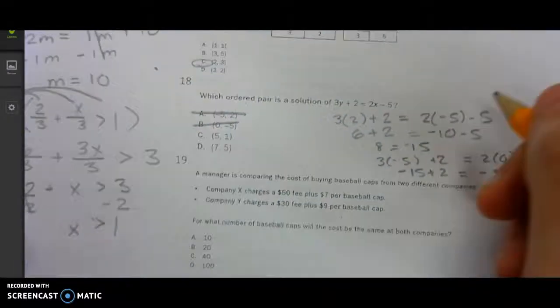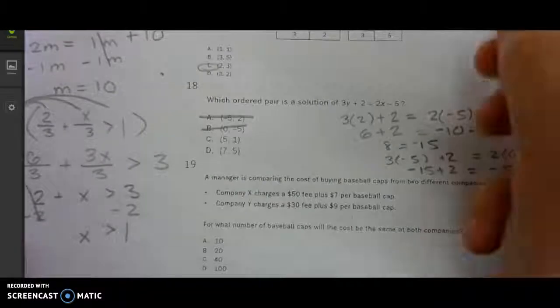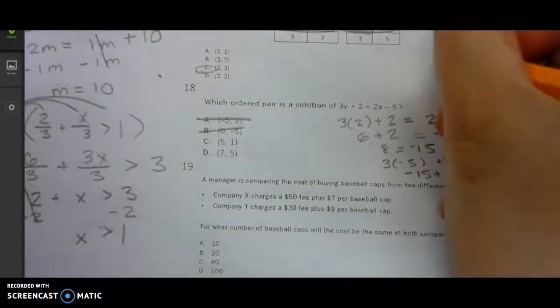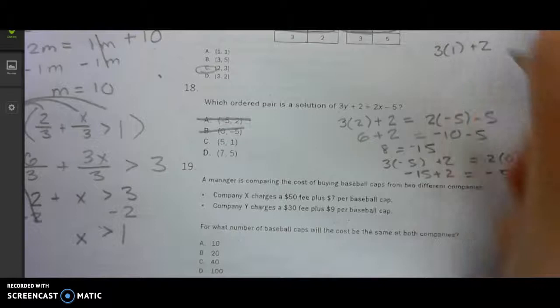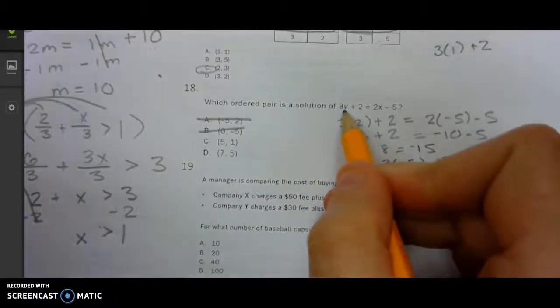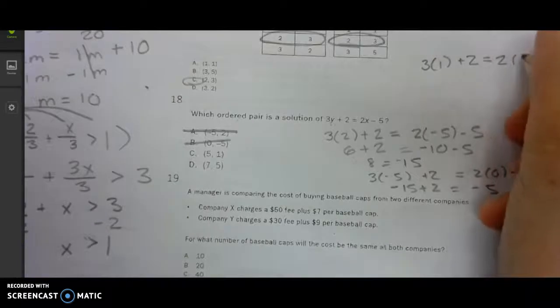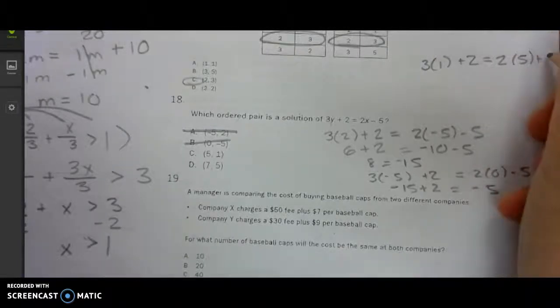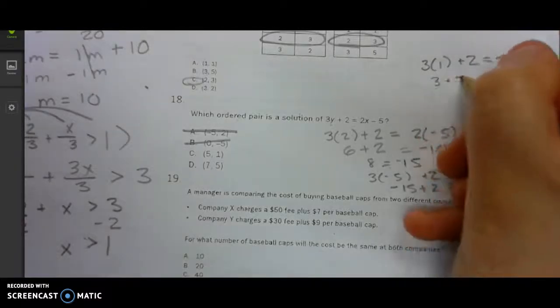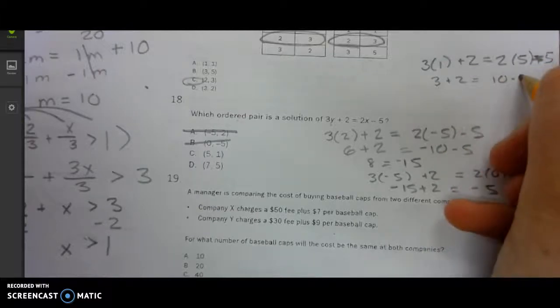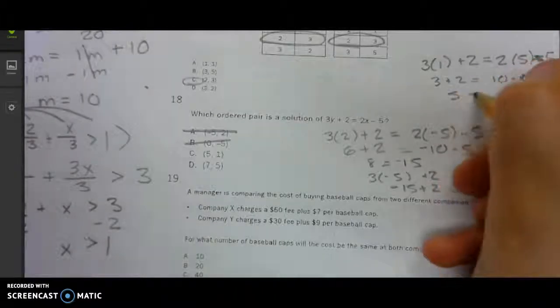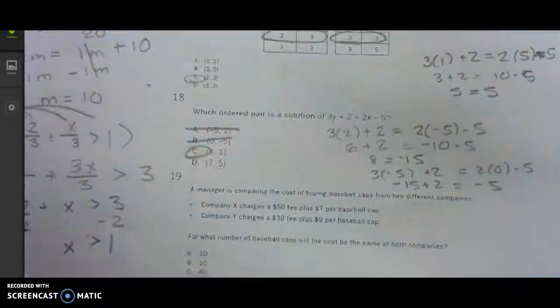And once again, you could just plug these into the calculator and do it that way. So 3 times 1 plus 2. I'm plugging the y's in first because that's a y, right? Is equal to 2 times 5 plus, or minus 5. 3 plus 2 is equal to 10 minus 5. I think we got it. 5 equals 5. Cool. It's C.